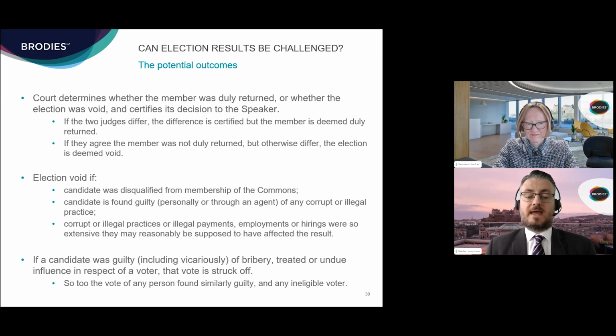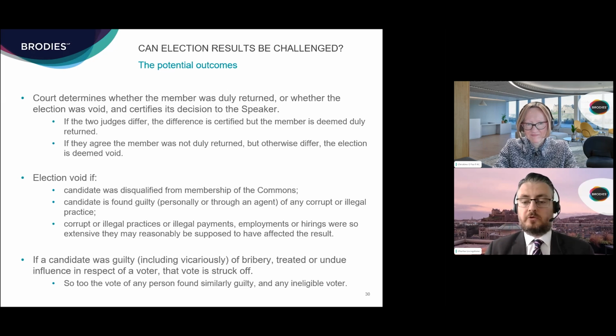Similarly, if a candidate was guilty of bribery or treating, which is not quite bribery, but it's like bribery, or undue influence in respect of a voter, then that voter's vote is struck off. So even if somehow the candidate's election isn't void, you can start taking numbers off their tally, and it may be that they end up in second rather than first place. Similarly, if a voter is found guilty of those things, their vote will be struck off, as will the vote of any ineligible voter.